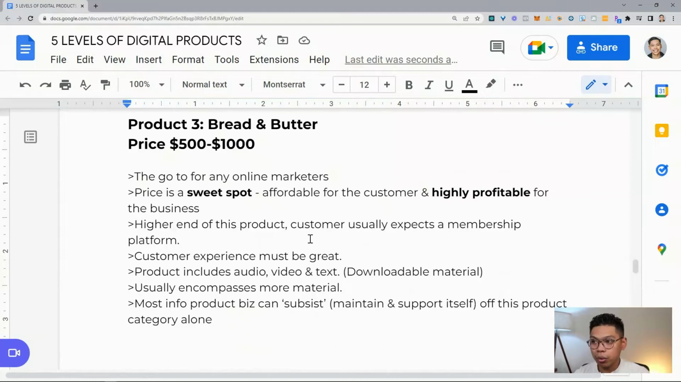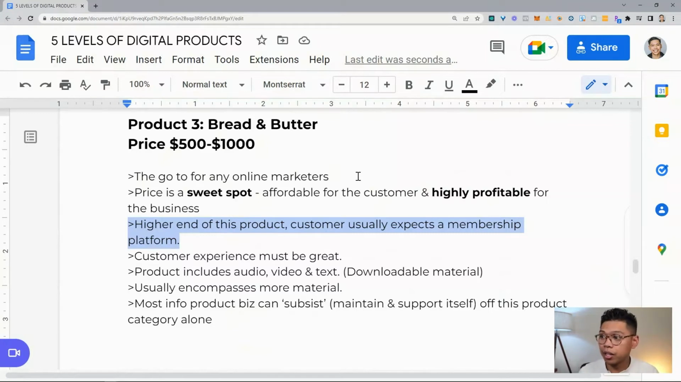The higher end of this product, the customer usually expects a membership. So, meaning, since it's priced above 500 and around 1,000, you want to be able to make sure that you're able to provide a good experience, a world-class experience for your ideal audience. Okay. The customer experience must be great. Customer service.